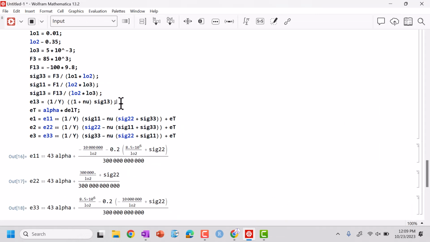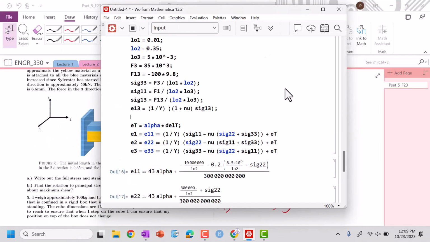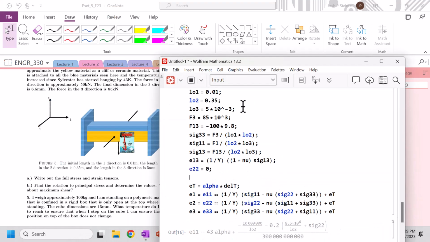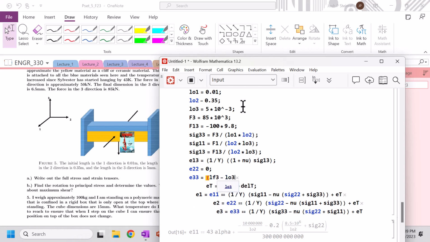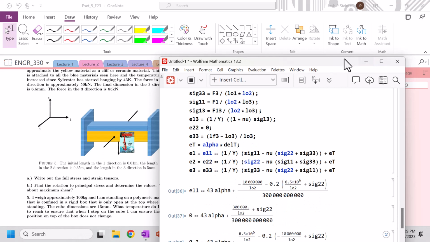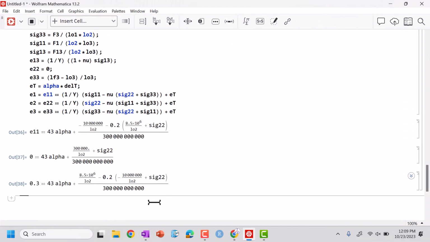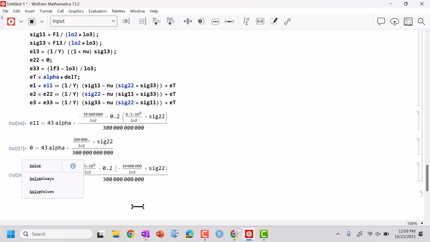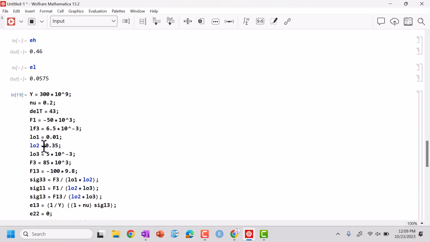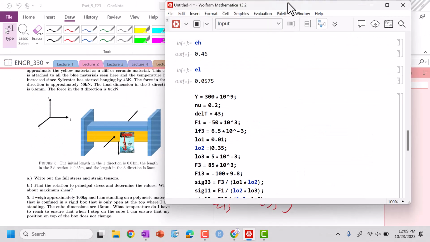So, we need some E11 values. Let's say, for example, we know that E22 equals 0, E33 equals LF3 minus L03 divided by L03. Good. And now I can solve. So let's define, why is L02? L02 equals this. Let's make sure that that's the case. Yeah, equals 3.5.